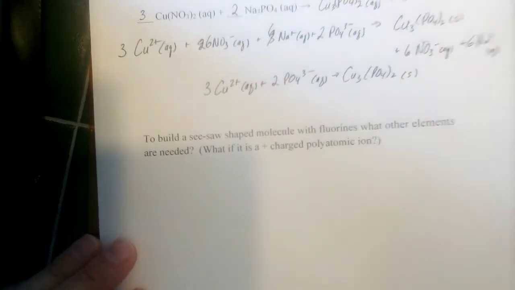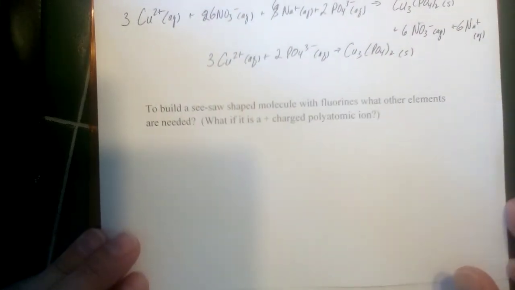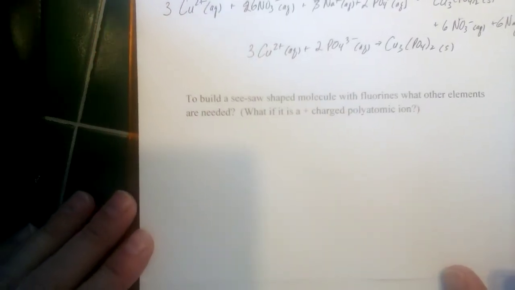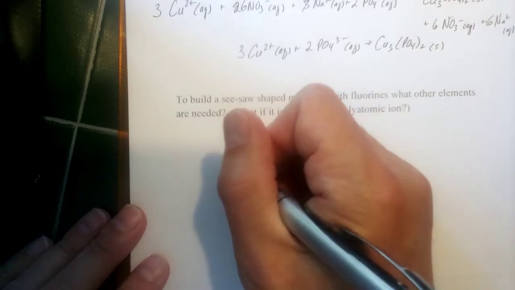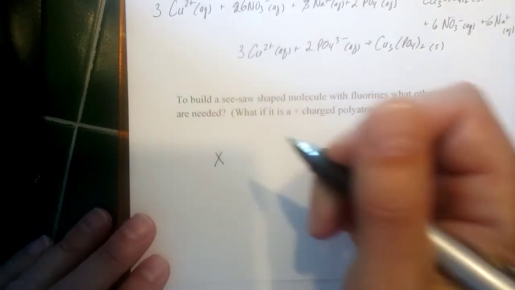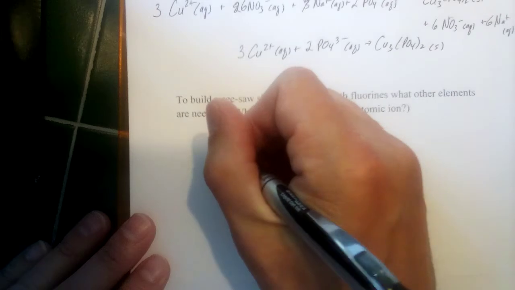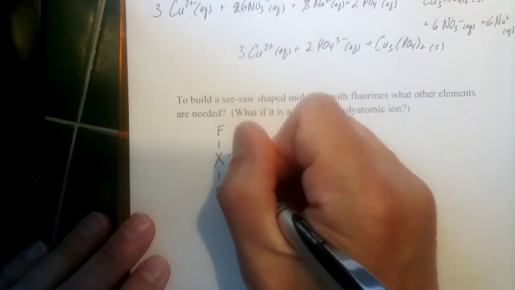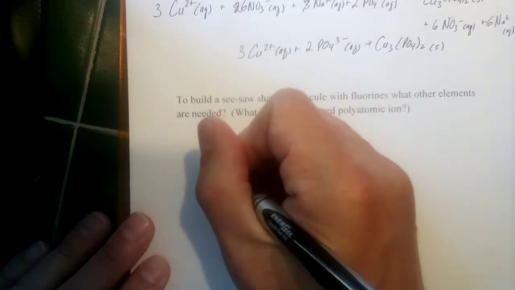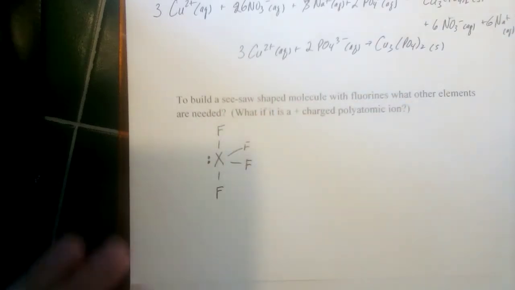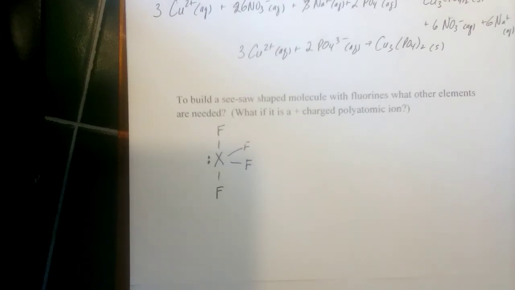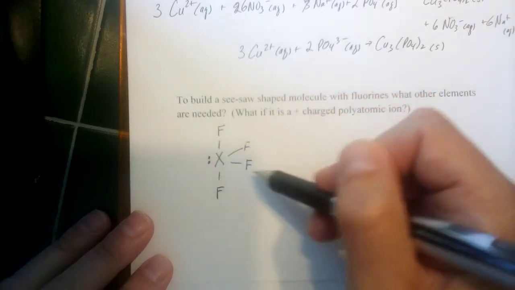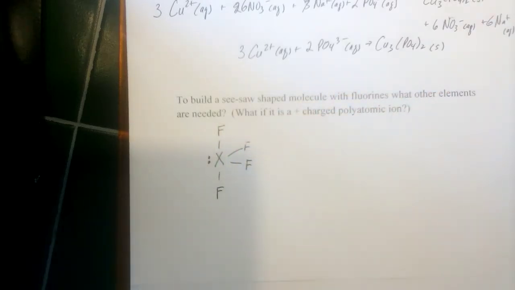Okay, let's see if we can finish off this page. So we want to build a seesaw-shaped molecule with fluorines. What other elements would be needed? So a seesaw, let me just use X here for the element in the middle till we figure out what it is. A seesaw would mean we've got fluorines in 4 positions around the central atom, right? And a lone pair in what would be the 5th position of a trigonal bipyramid. So without an atom hanging out over here, that changes the shape, right? And this would be the shape of a seesaw.